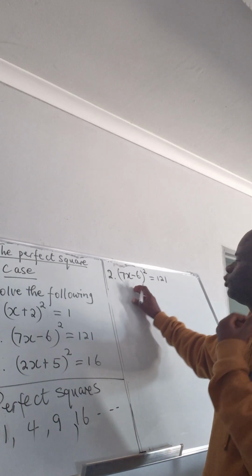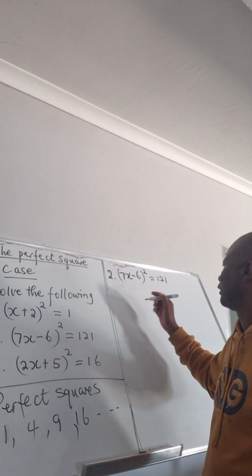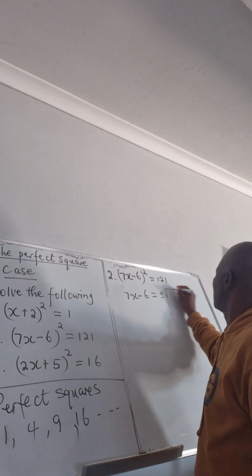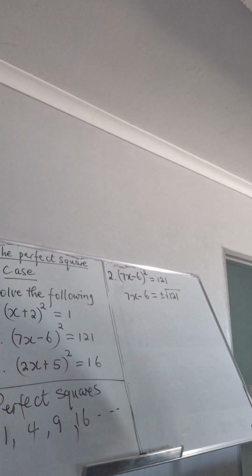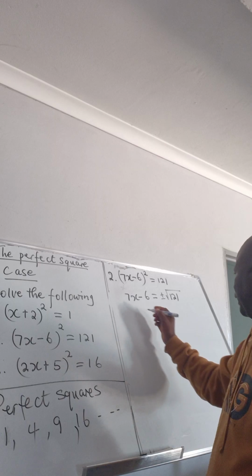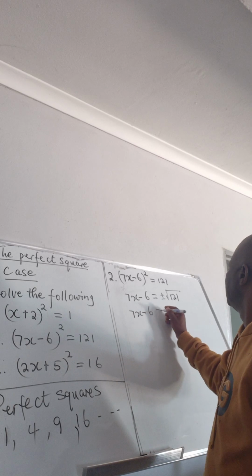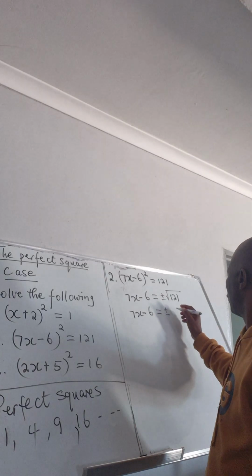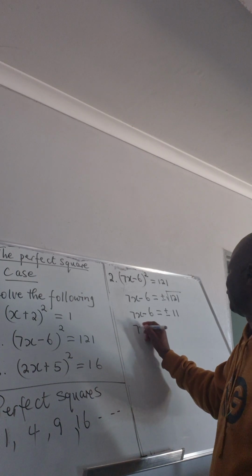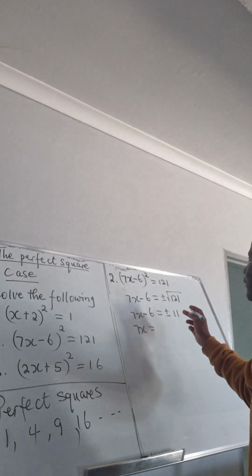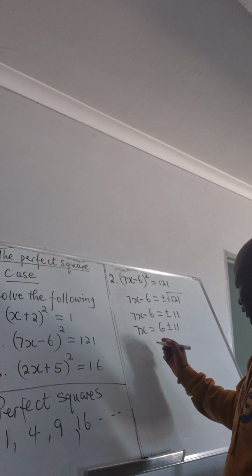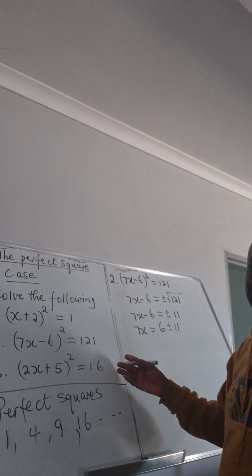I said when you are taking a square root for anything with power 2, just cancel the power. So it's going to be 7x minus 6 equal to plus or minus the square root of 121. We've taken the square root of this side by just cancelling the power. So 7x minus 6 is equal to plus or minus 11, since the root of 121 is 11. Then 7x is equal to 6 plus or minus 11, taking the 6 to that side, it becomes positive.